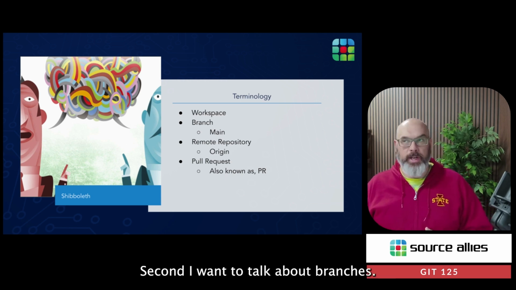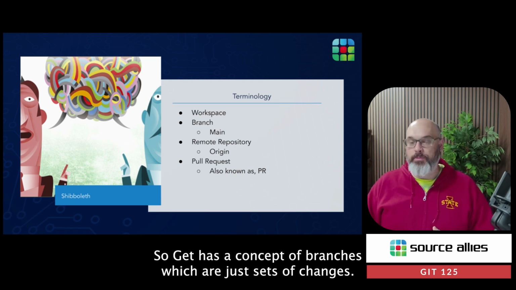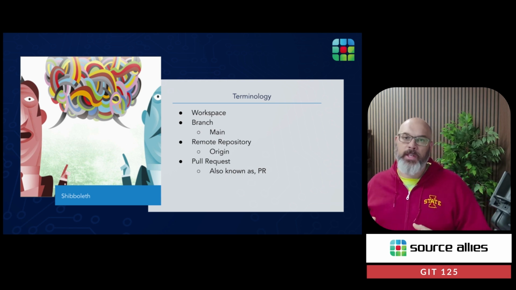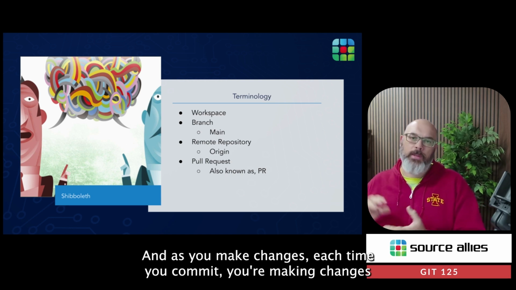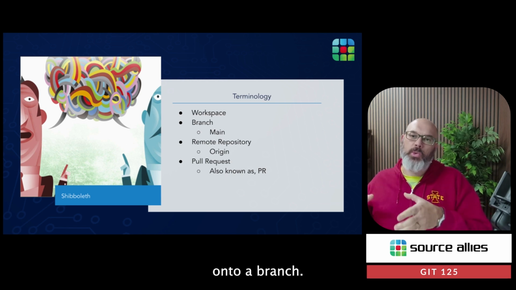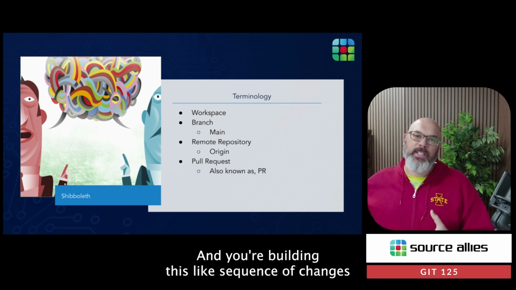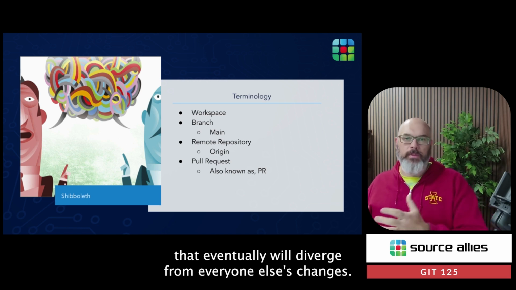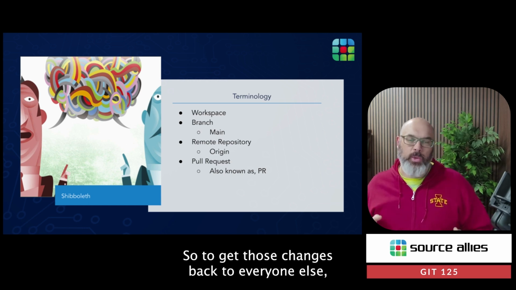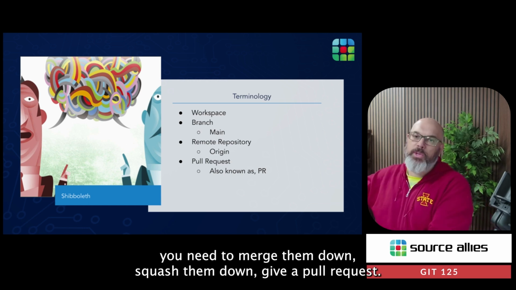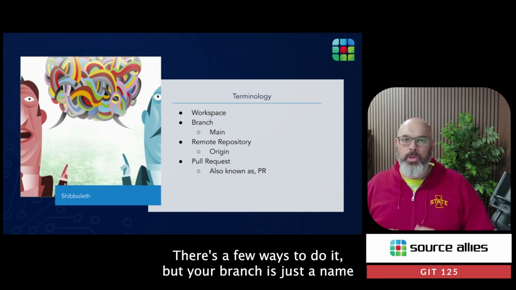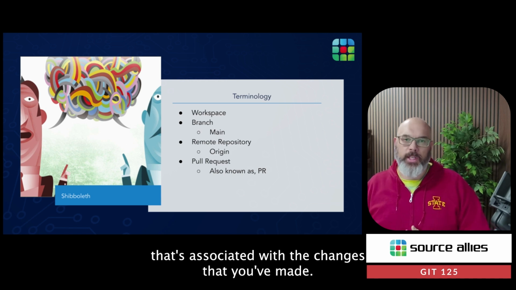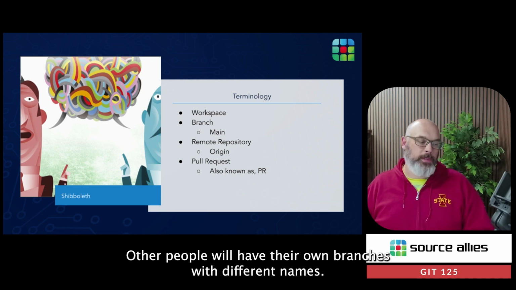Second, I want to talk about branches. So Git has a concept of branches, which are just sets of changes. As you check out some code, you pull it down or you clone a repo, and as you make changes, each time you commit, you're making changes onto a branch, and you're building a sequence of changes that eventually will diverge from everyone else's changes. So to get those changes back to everyone else, you need to merge them down, squash them down, give a pull request. There's a few ways to do it. But your branch is just a name that's associated with the changes that you've made. Other people will have their own branches with different names.